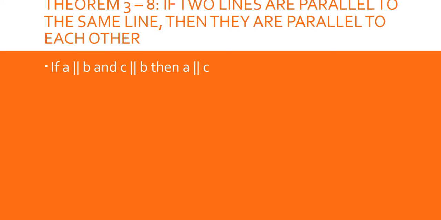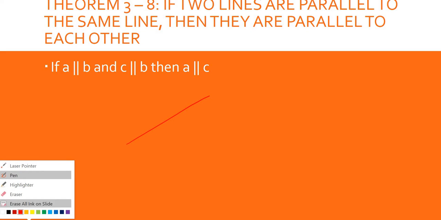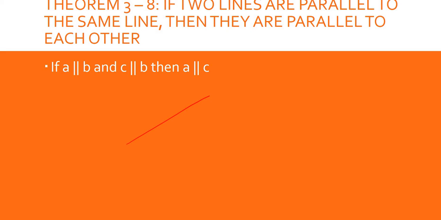So if A is parallel to B as a given, and C is parallel to B as a given, then we can say that A is parallel to C. So it's pretty straightforward, no problems there.